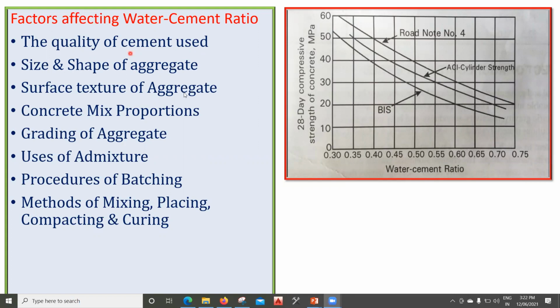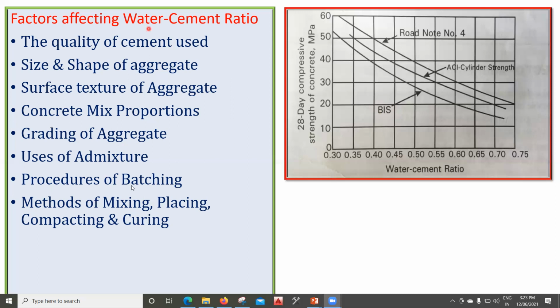Then we have the surface texture of aggregate, then the concrete mix proportion; the way you mix the concrete and the way you take the proportion also affects the water cement ratio. Next is the grading of aggregate, whether you're going for a well graded aggregate or a uniform graded aggregate. Based on that also the water cement ratio is affected. Next is the use of admixture, which plays a very important role. We already saw that if my water cement ratio is less, my strength is going to increase. Even from the graph it's understood, but we'll not be able to achieve the workability. In order to achieve the workability, we can make use of admixture. So this also affects my water cement ratio.